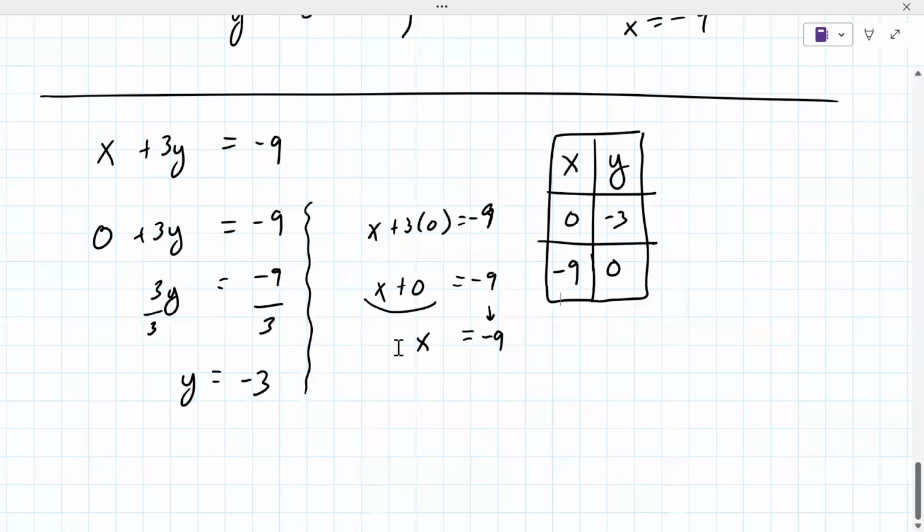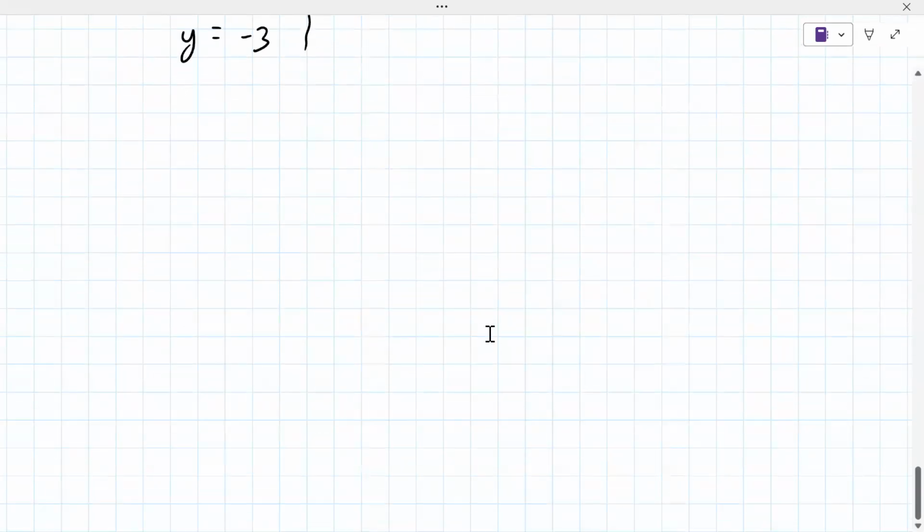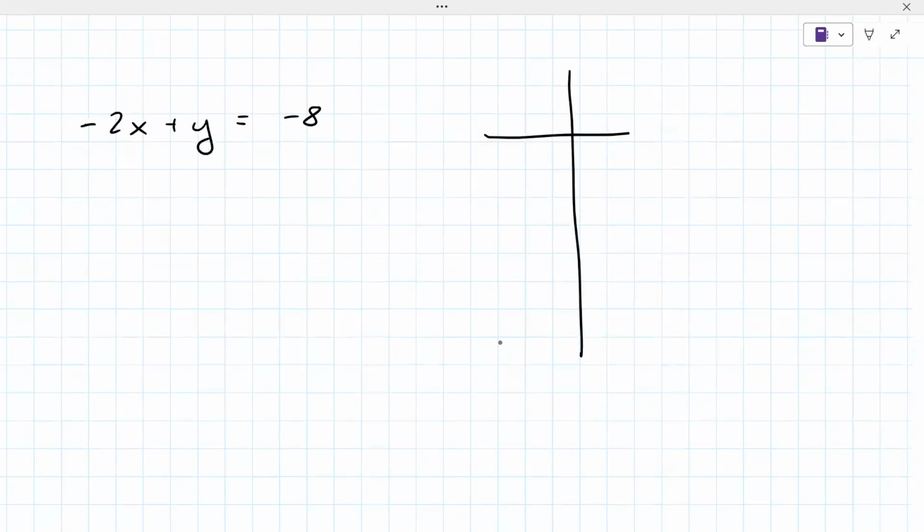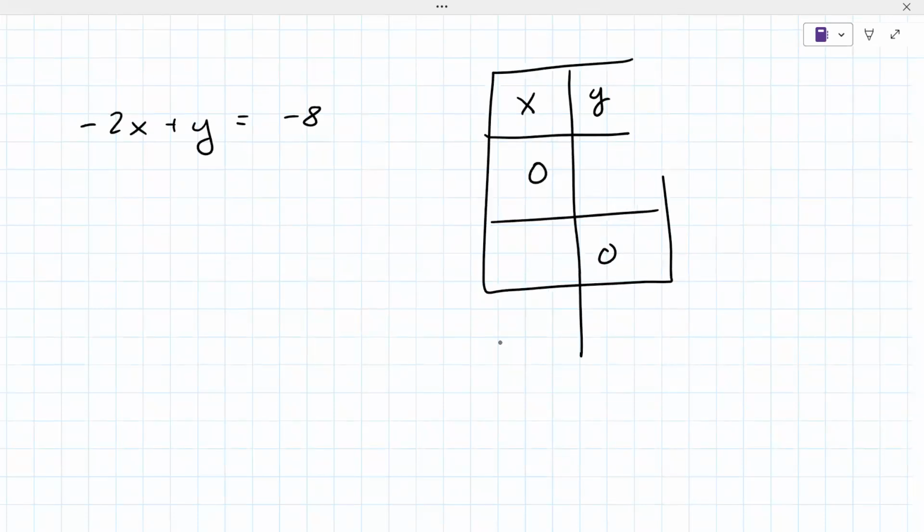Okay, let's try one more of these before we move on to the other ones. Let's say it's -2x plus y equals -8. Again, we're just putting 0 in for x, 0 in for y, coming up with the other value. So give that a try, please.